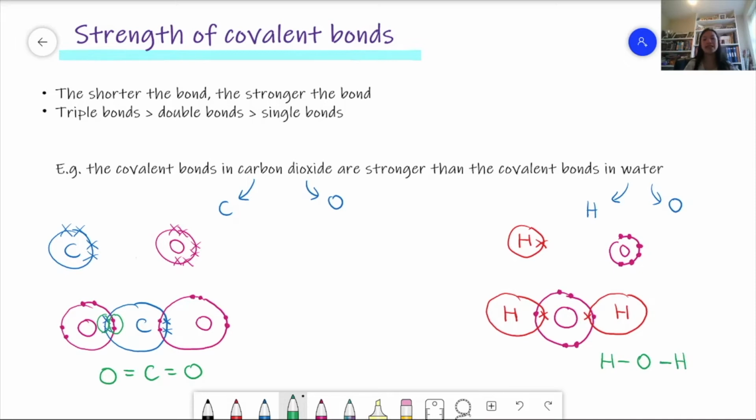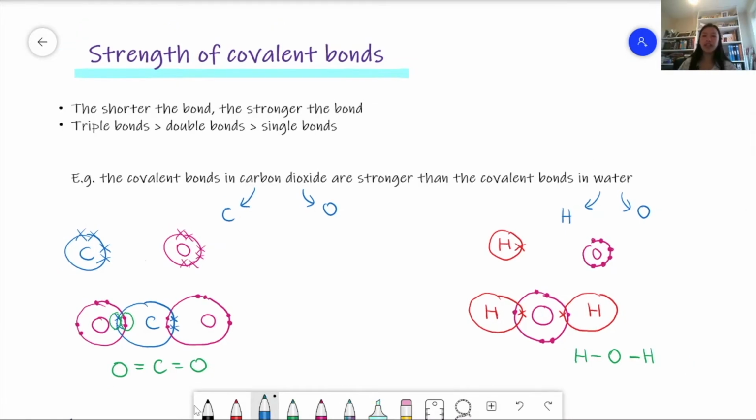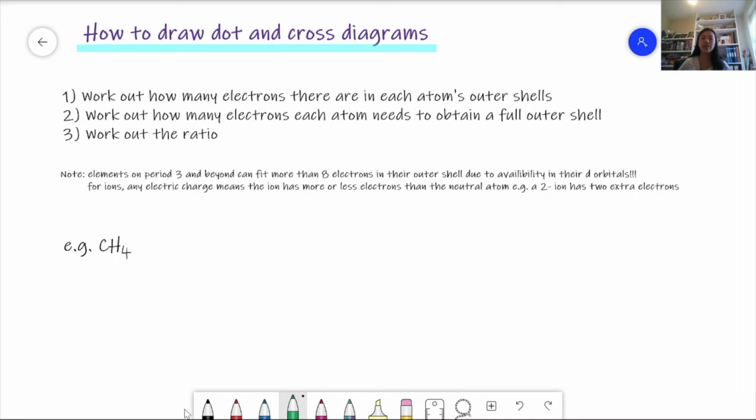So now we can see that the covalent bonds in carbon dioxide will be stronger because they're double bonds compared to in water when they're just single bonds. And one thing to note is that the average bond enthalpy is a measurement of the bond strength. So when questions talk about the average bond enthalpy, it gives you a measure of how strong the covalent bonds are. You'll also need to know how to draw dot and cross diagrams.